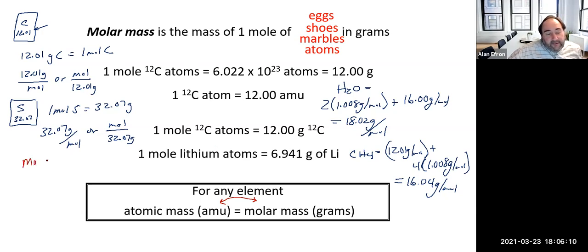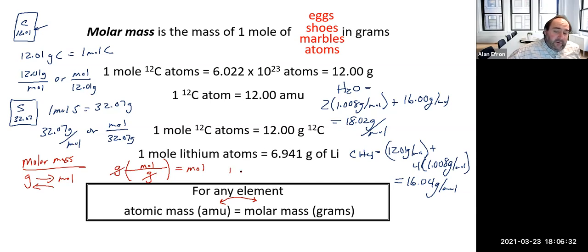Well, molar mass is used for a very important couple of conversions here in chemistry, and that is going from grams to moles and backwards, moles back to grams. So if you have grams and you want moles, you would divide by the molar mass from the periodic table. The grams would cancel. You would end up with moles. If you started with moles and you want grams, you would multiply by the molar mass on the periodic table, and that would get you grams. Any questions on molar mass?